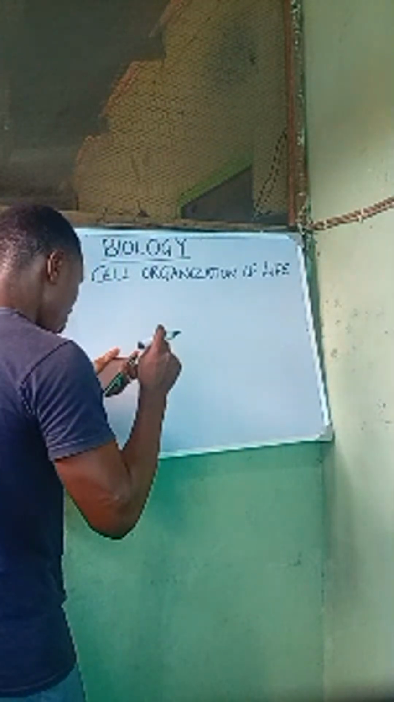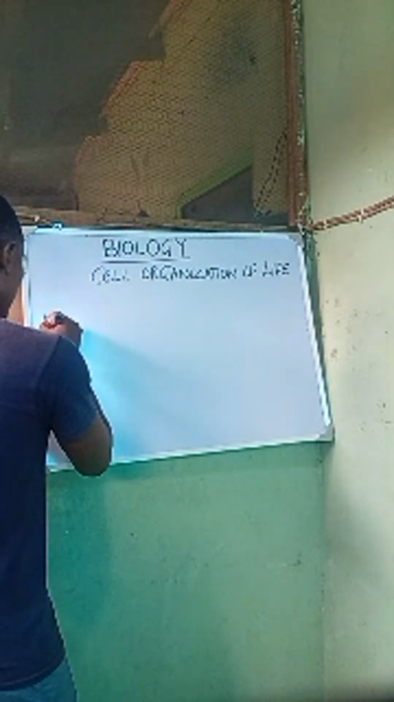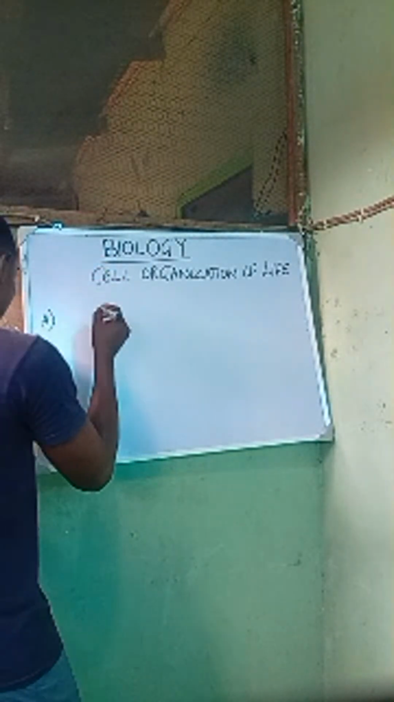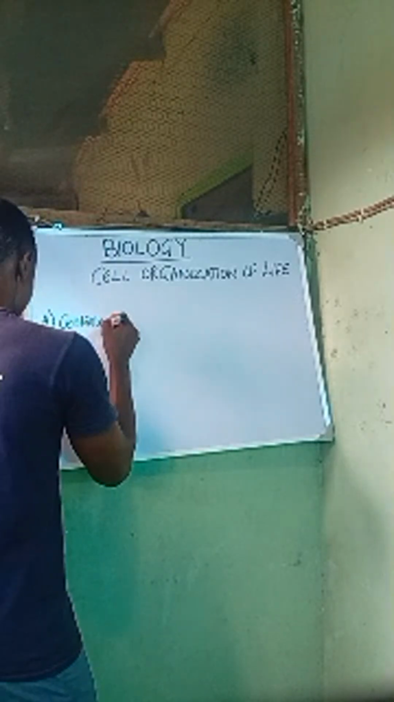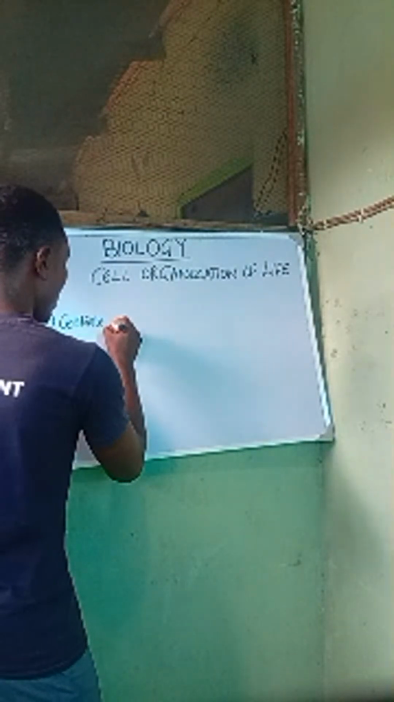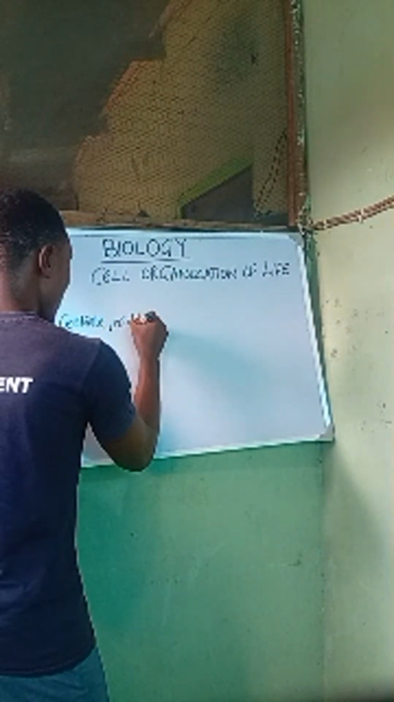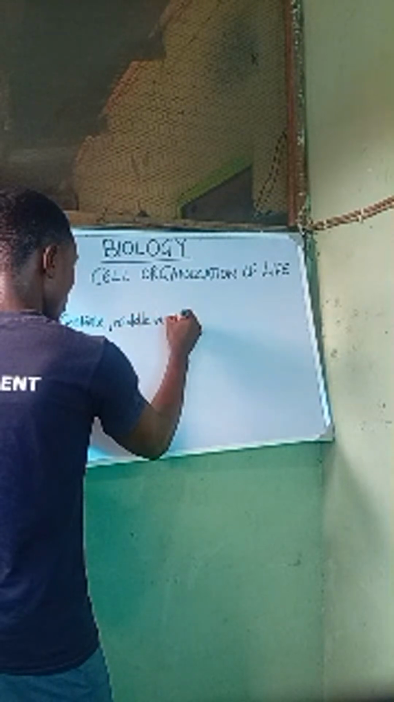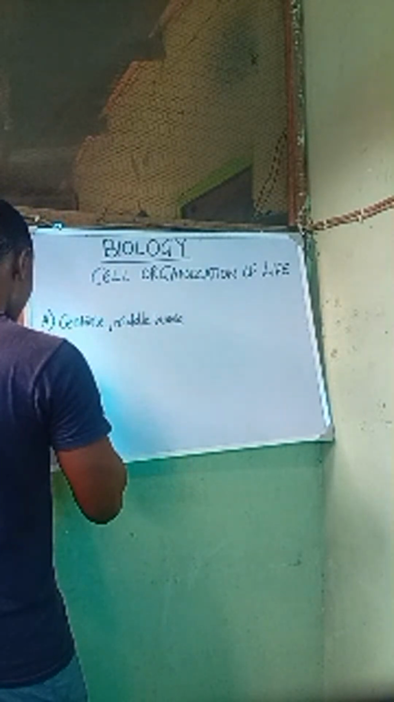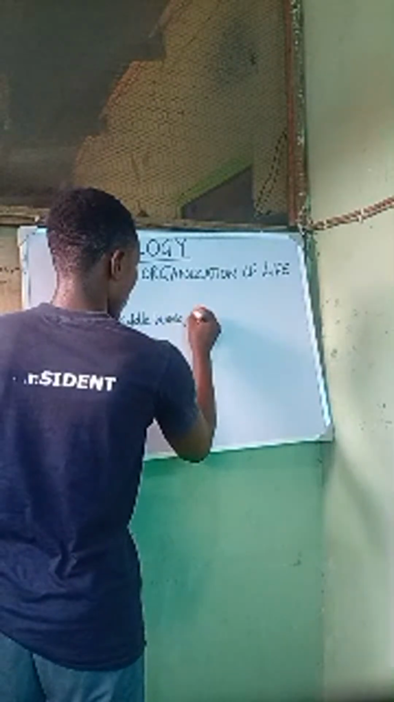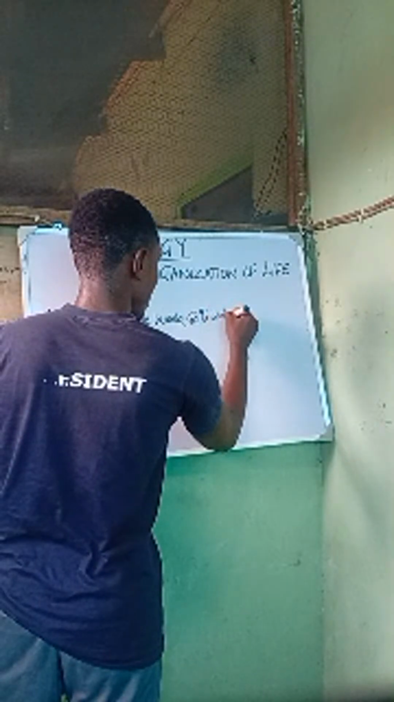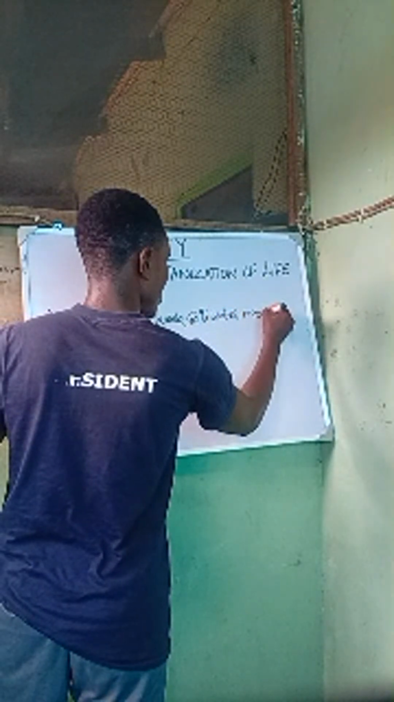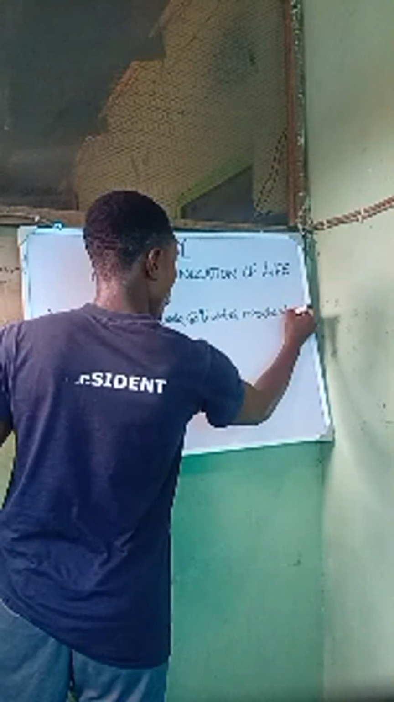So let me write these combinations. A: we have the centriole, the middle lamella, the Golgi bodies, and the mitochondria.